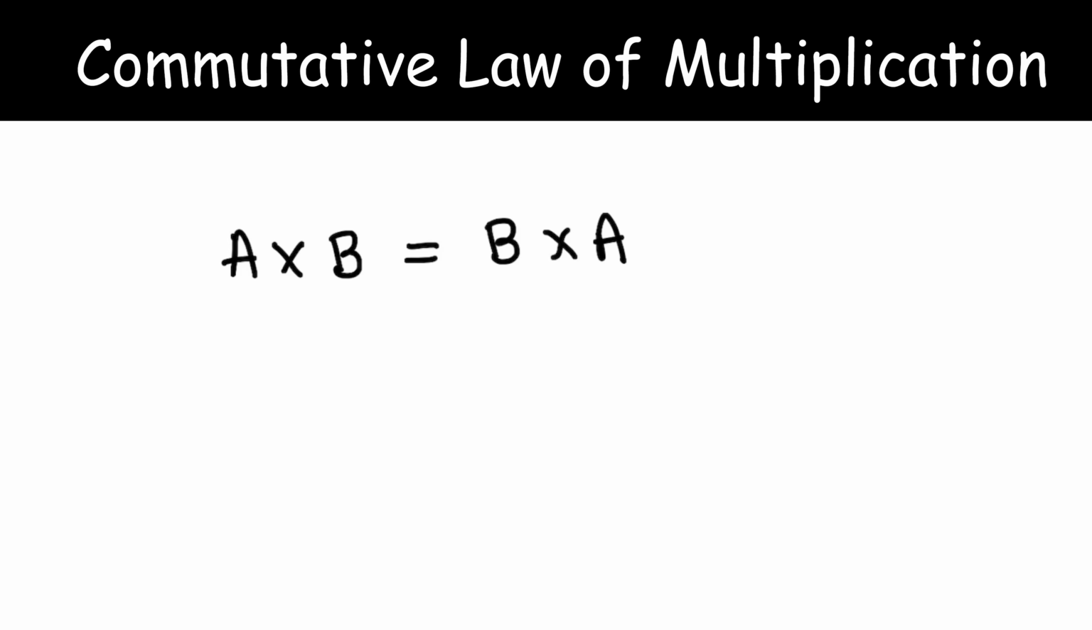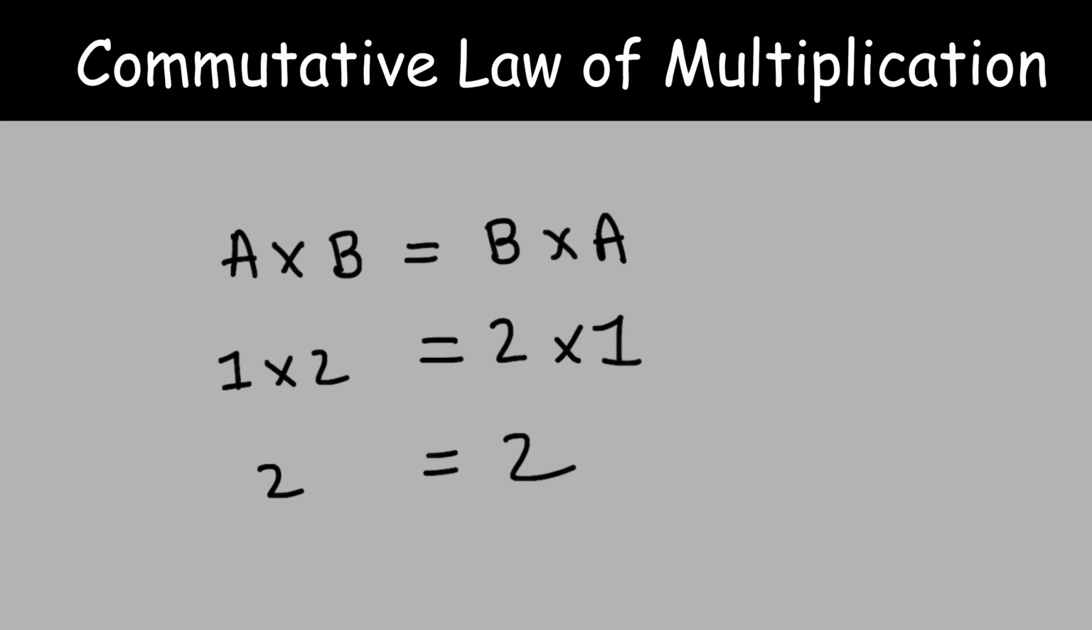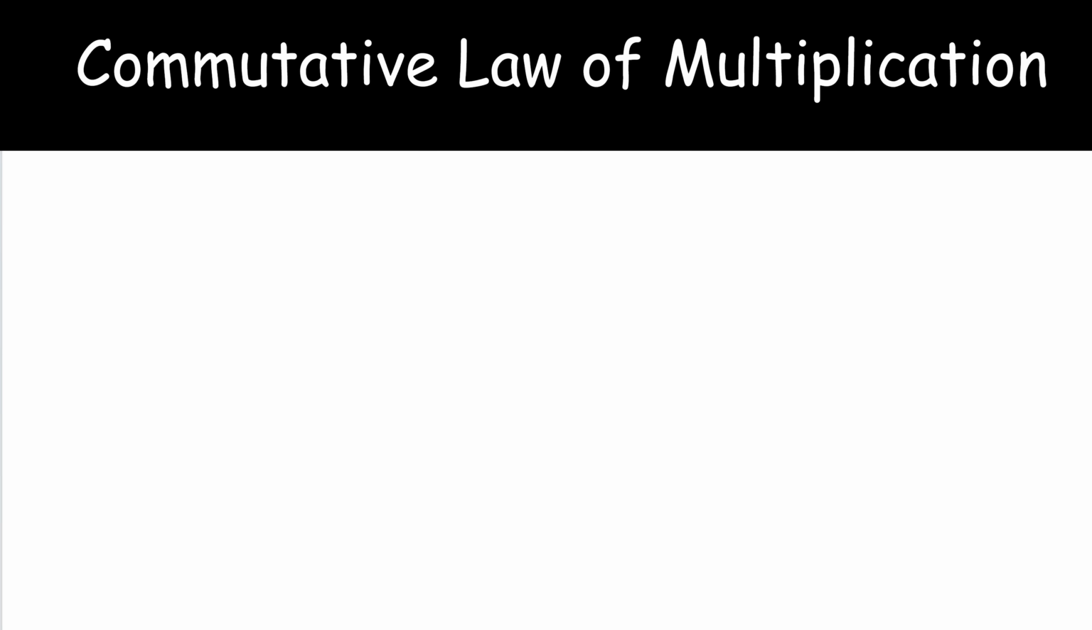It's just the idea that if you move the order of A and B, the product will still be the same. So if A was 1 and B was 2, then we could say that 1 times 2 is equal to 2 times 1. And logically we can prove this because we know that 1 times 2 is equal to 2 and that 2 times 1 is also equal to 2. So well done.